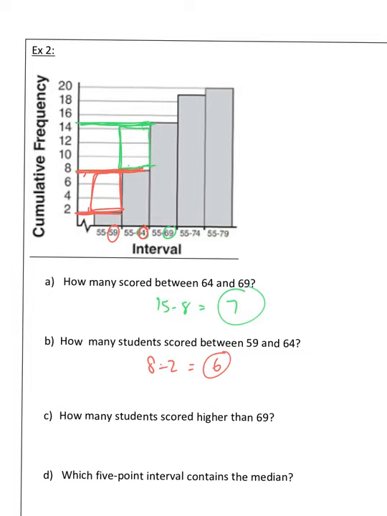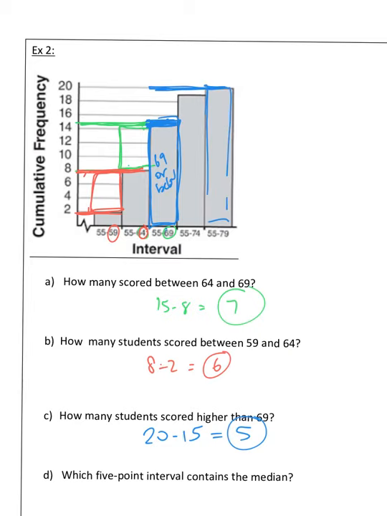Part C, how many students scored higher than 69? This blue bar is 55 to 69, so this is everybody who scored 69 or below. Everybody who scored higher than 69 would be the difference from the height of that bar to the height of the last bar, which is everybody. So it would be 20 minus 15, which is 5. Those are the number of kids who scored higher than 69, because this bar represents everyone who was 69 or below. So you're finding the difference between the tallest bar and that bar.